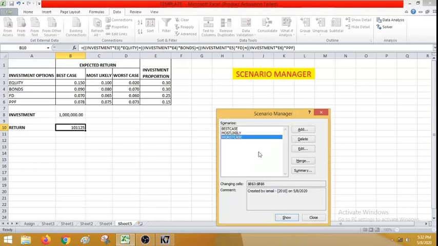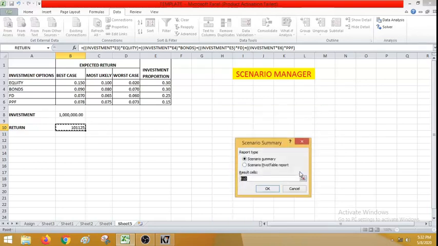So I have defined all the scenarios here. Right, now just click summary. In the summary you have 2 options, right? Either as a pivot table you need the output, or else as a summary you need the output. So I have chosen scenario summary as the output, and what is going to be the result cell? The cell in which I have typed that formula to get the return. So that is B10. Okay, just click OK.